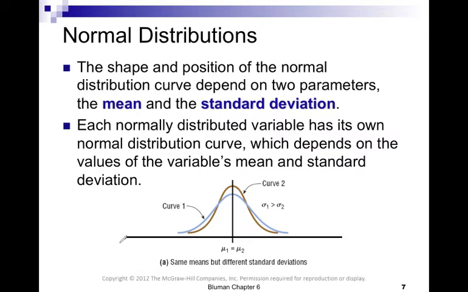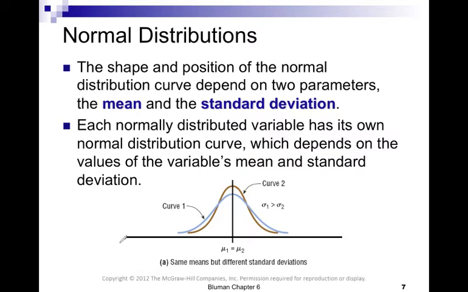The shape of the normal distribution depends on 2 parameters, the mean and the standard deviation. And each normally distributed variable has its own particular distribution curve. In other words, the distribution of height for a population of people would be different than the distribution for a test I gave. You assume a lot of times that tests follow that bell curve standard, where you have a few really high, a few really low, and most people in the middle.